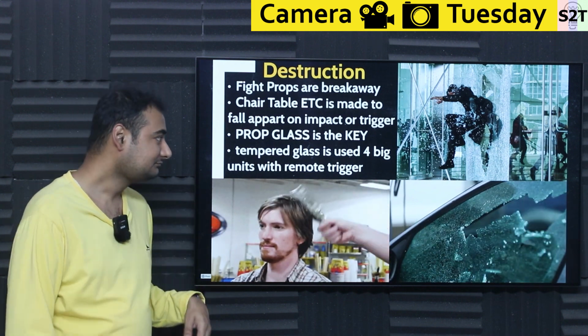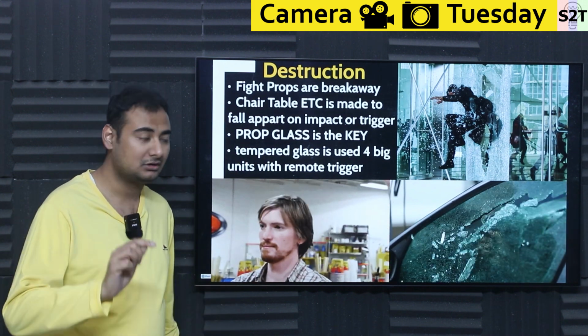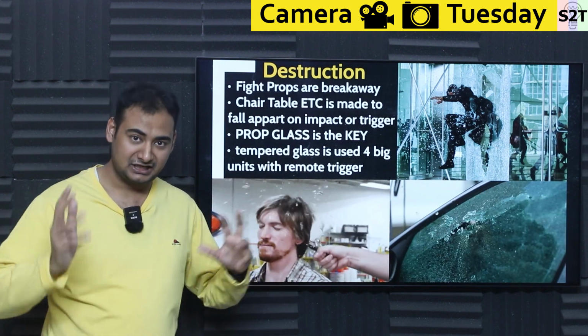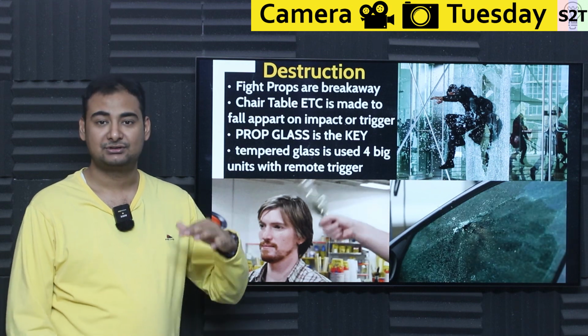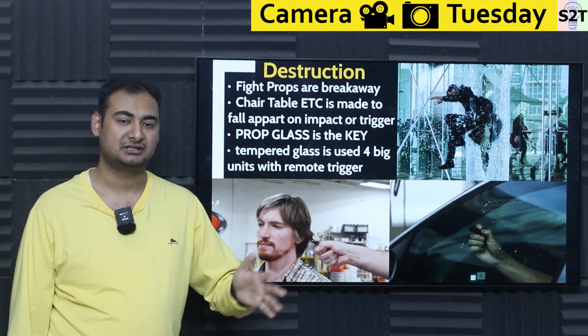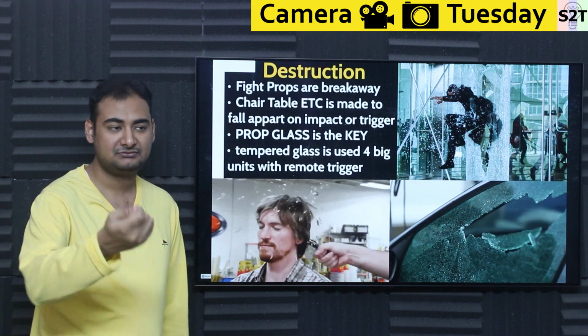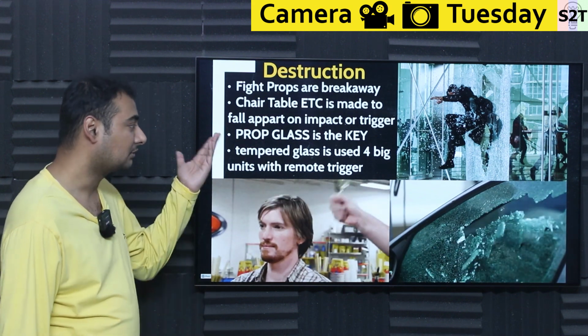So they have to fall apart on impact, or sometimes trigger also, meaning if they are creating something elaborate and they want to, for dynamic reason or show reason, show things falling in one after another, they may have a trigger event, meaning somebody else from the outside of the camera is triggering it. Then prop glass is the key.